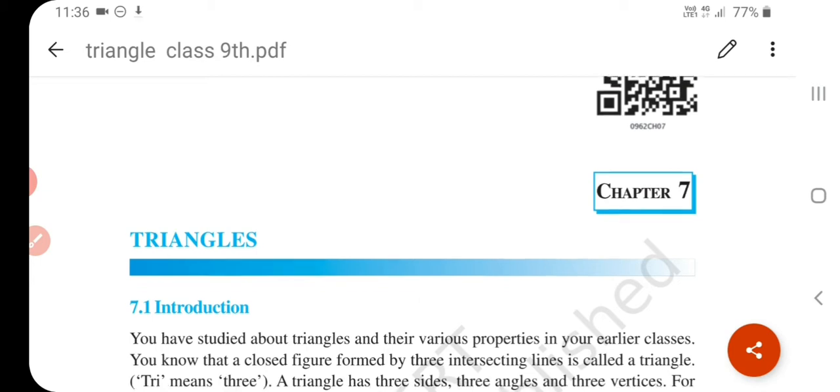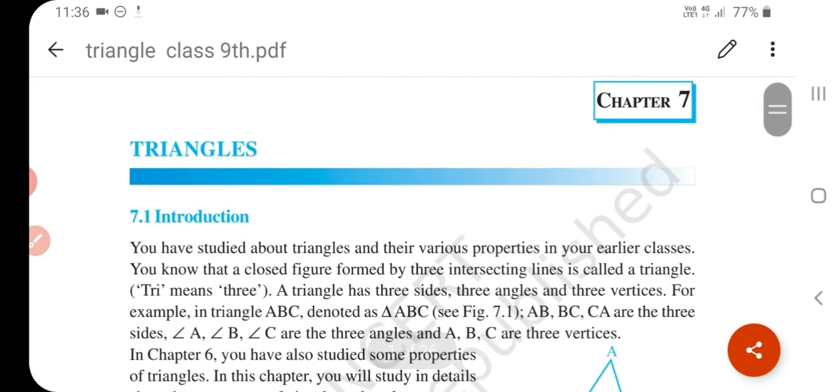Now if we classify the triangle according to measure of their angle, then again it is three types. That is acute angle triangle, all three angles are less than 90 degree; obtuse angle triangle, one angle greater than 90 and less than 180; and right angle triangle, that is one angle equal to 90 degree.